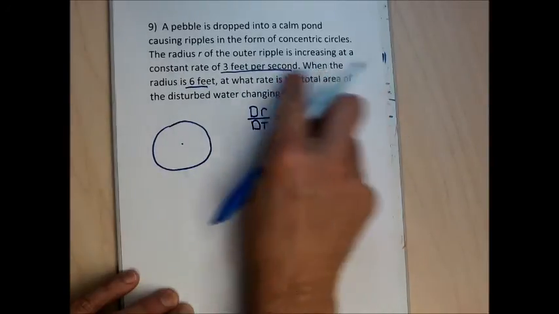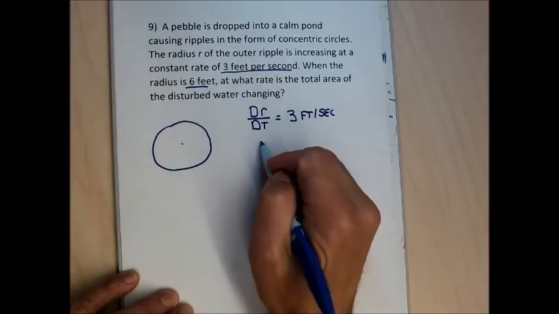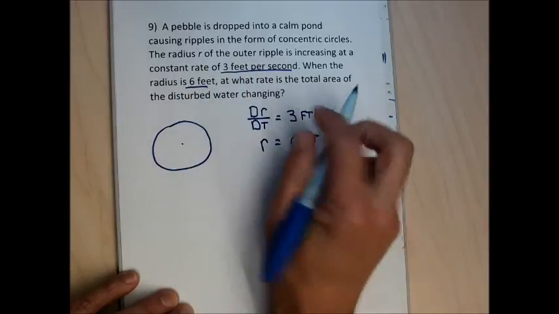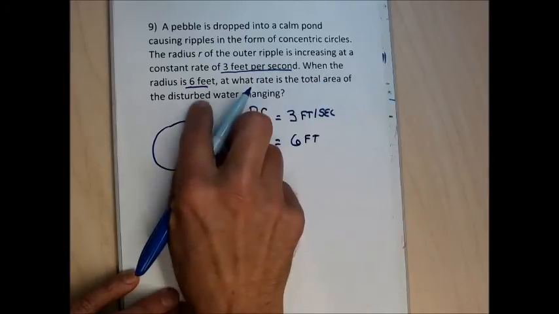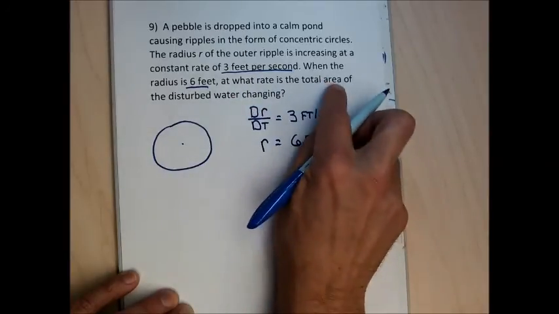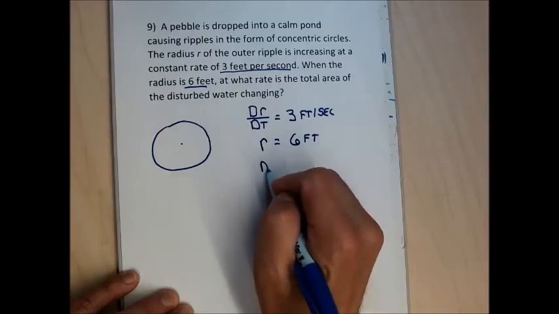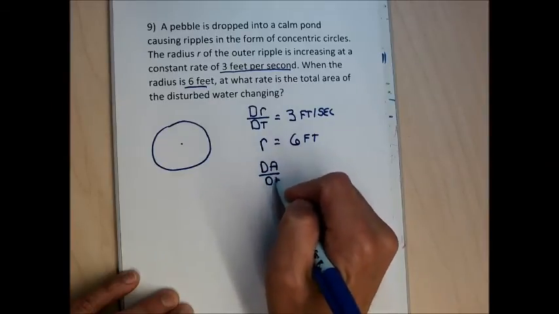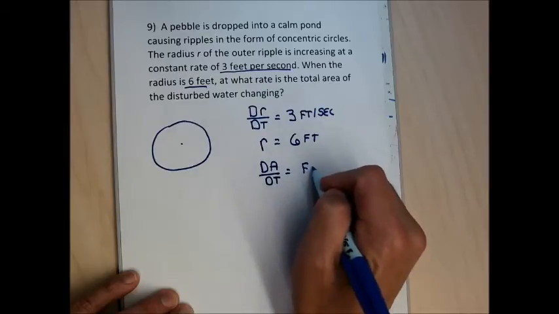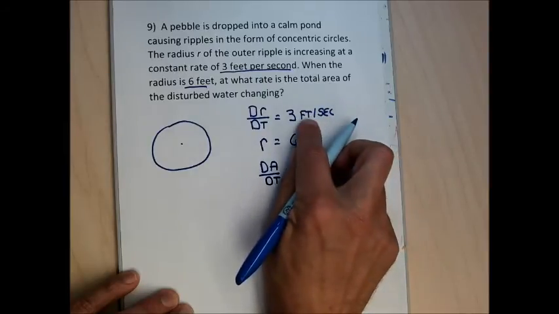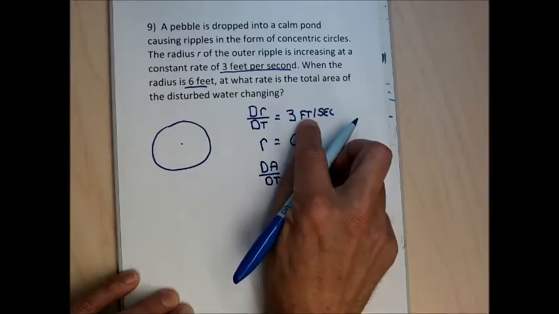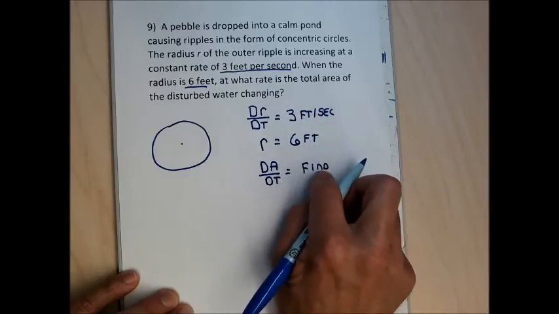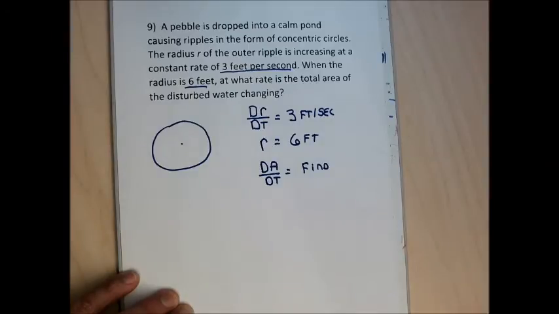That's the first number that's given in this problem. The second number says when the radius is 6 feet, at what rate is the total area of the disturbed water changing? The rate where the area is changing is dA dt, and that's what I need to find. So for this particular circle, I'm told that the radius is increasing at 3 feet per second, and at the instant that the radius is 6 feet, how fast is the area changing? This is kind of an easy problem.